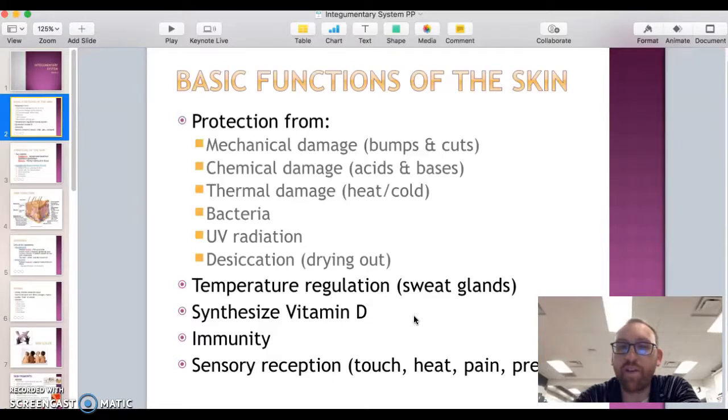It helps synthesize vitamin D, which is a vitamin you need that works with UV radiation, as well as all your sensory reception. So it plays a lot of major roles for your body. I would say you definitely need to know protection and the sensory, and probably the temperature regulation, that it plays a role in all of those.